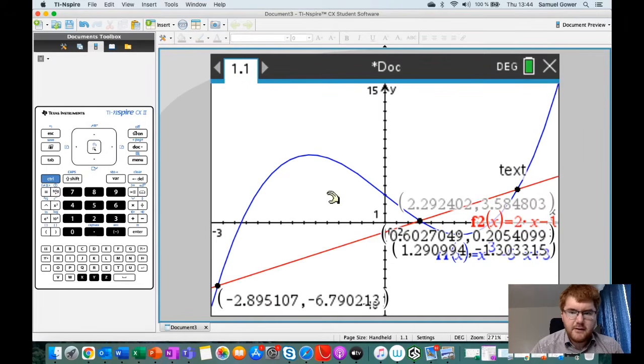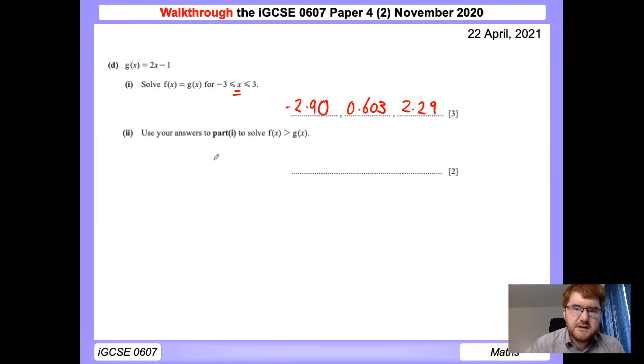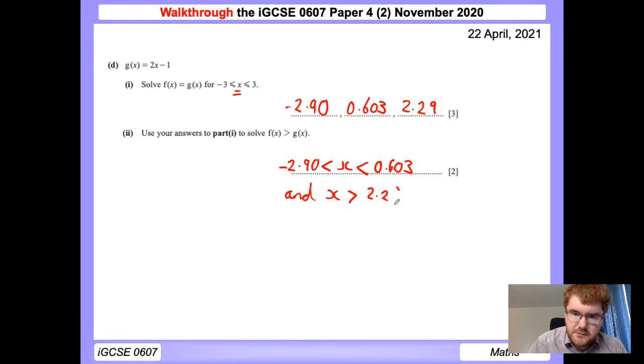So we're going to write that now in mathematical notation. So the way we do this is using inequality. So using the points that we just did, we have minus 2.90 is less than x. Let's be careful with the inequalities. Notice we've got a strict inequality here, not less than or equal to. So we know between these 2 values we just worked out that x, the function f of x, will be bigger than the red function that we had. But also, and this is what people forget, x is also bigger than 2.29.